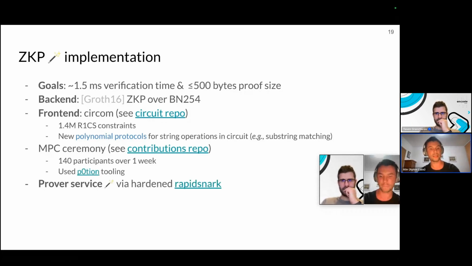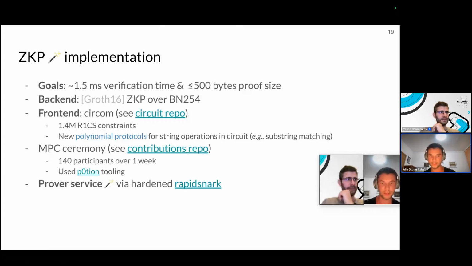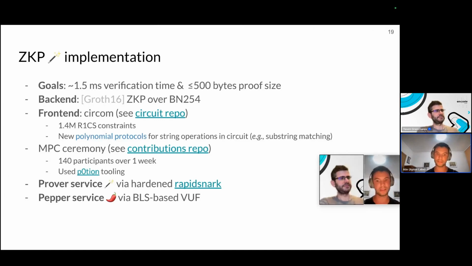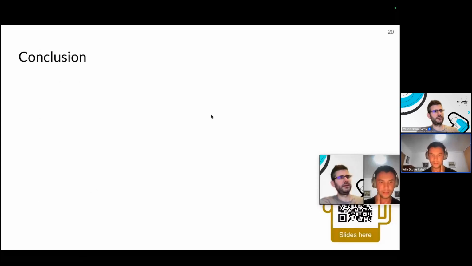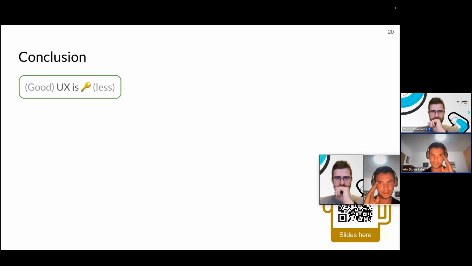And we have this prover service, which uses iden3's rapidsnark repository. We hardened that. And we have a Pepper service that's using a BLS-based verifiable unpredictable function to derive users' peppers. And I'll tell you how that works in a second. All right, so this brings me to the end of the talk, but I will still give you a high-level flow of keyless later on.